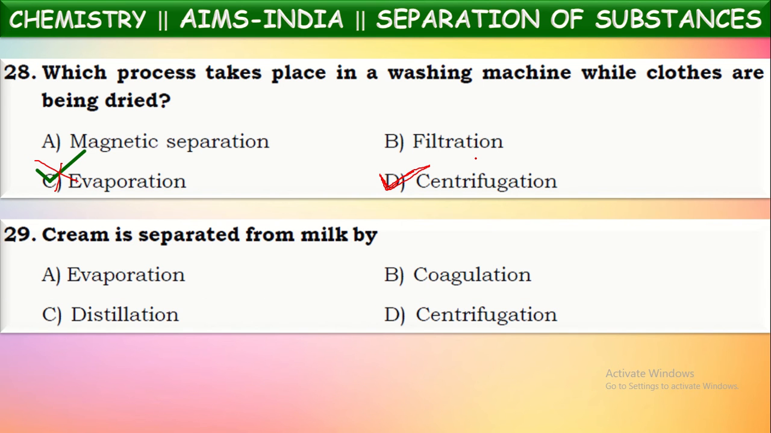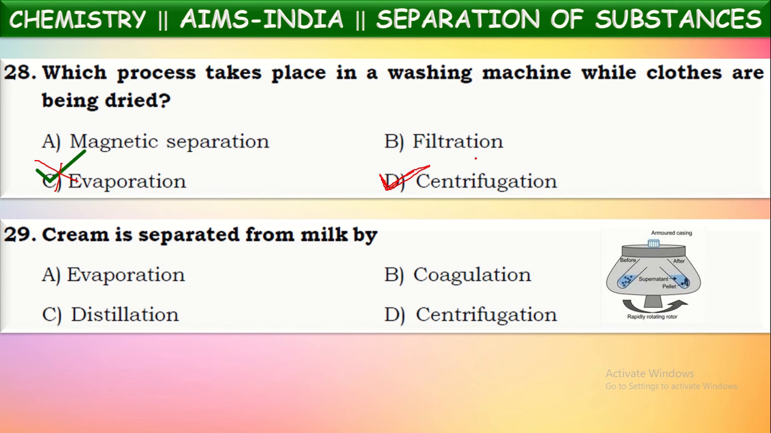Next, cream is separated from milk by. How do we separate cream from the milk? Generally, in milk dairies, they separate cream from the milk before packing them. So for the separation of cream from the milk, they whirl these milk containers at very high speed in a machine called a centrifuge. By whirling this milk at very high speed, the cream particles suspended in the milk will be separated and will be floating on the milk, and hence this cream is separated. So that process is called centrifugation.